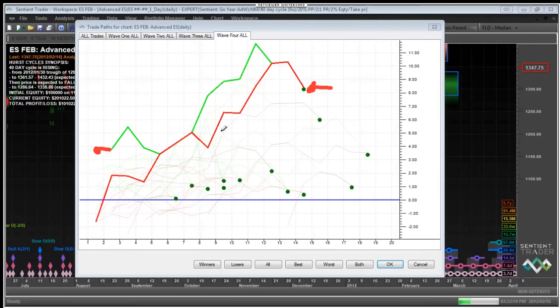In other words, the red line is your drawdown on this trade. Okay, so the trade closed out at this level over here. It closed out with an 8.2% profit on the trade.